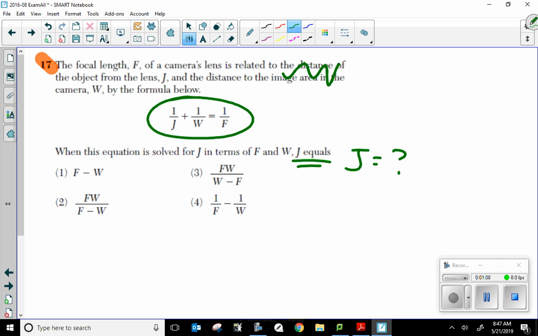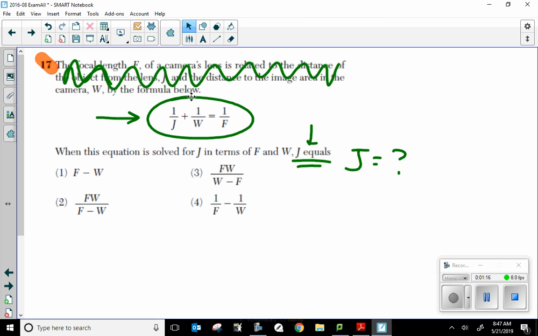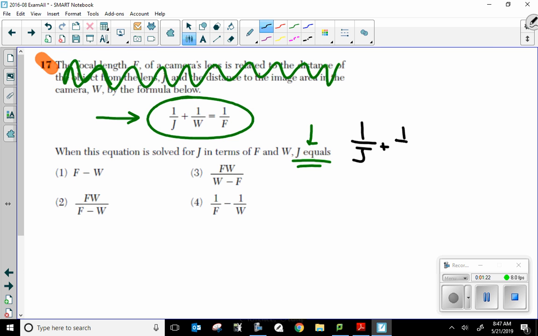All this stuff we don't even need. That's nice to know. We need this, and we know we need to solve for J, and that's exactly what we're going to do. So let's get started. I'm going to rewrite this: 1 over J plus 1 over W equals 1 over F. I need to get this J alone. I could do this two different ways.